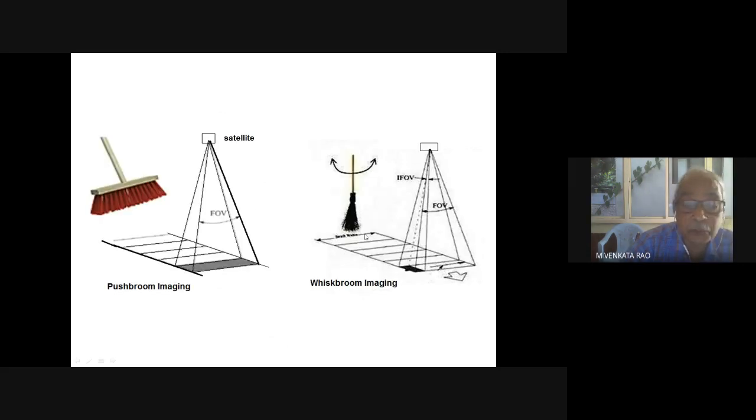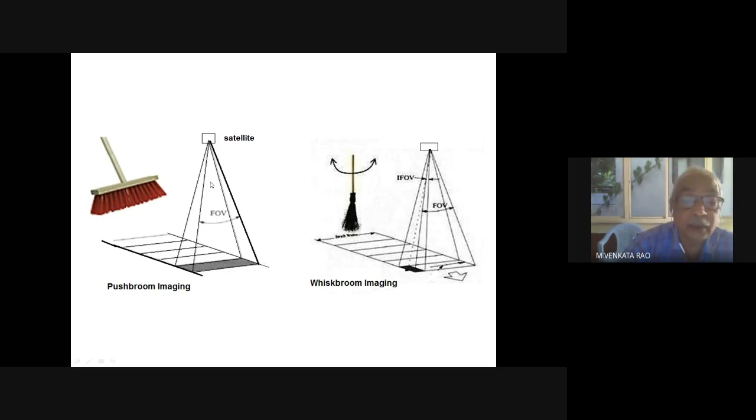So this is just to show a whisk-broom imaging. Whisk-broom means you sweep from here to here, then here to here, like that you sweep as the satellite is coming. Whereas a push-broom, you sweep straight away, one line, second line, third line, like that you scan it.